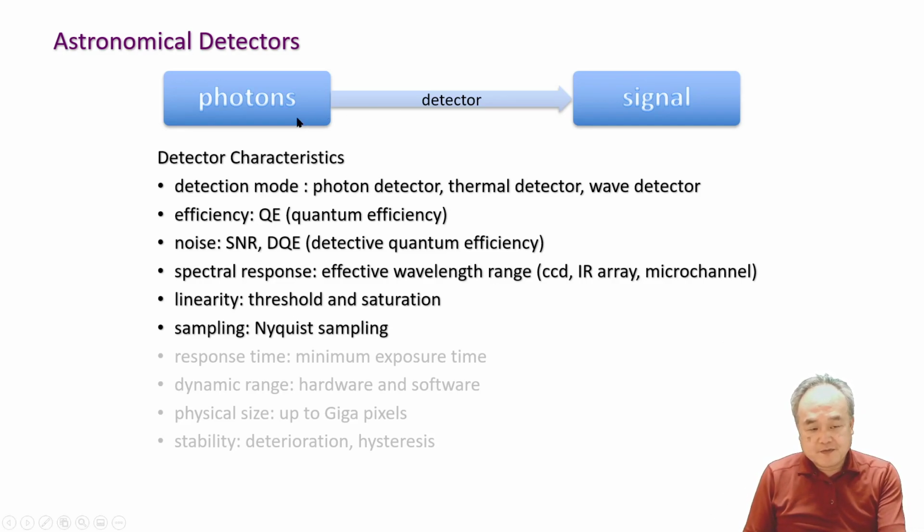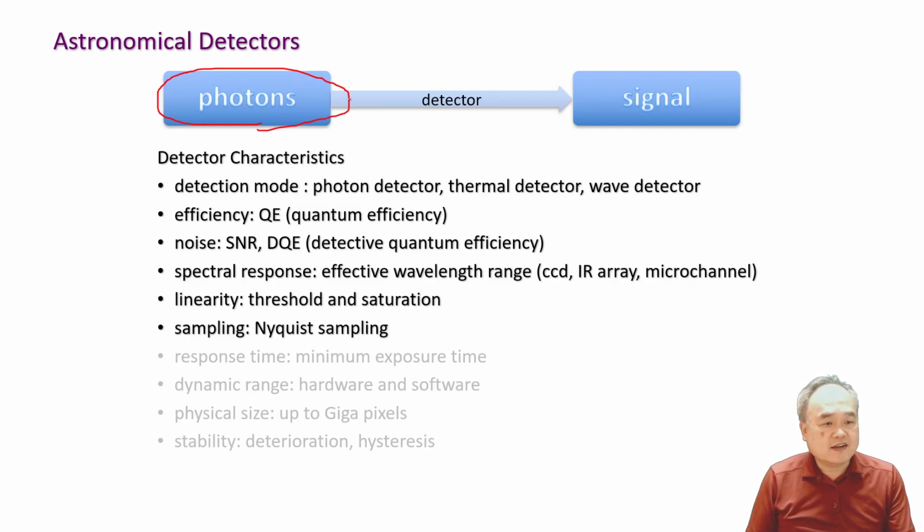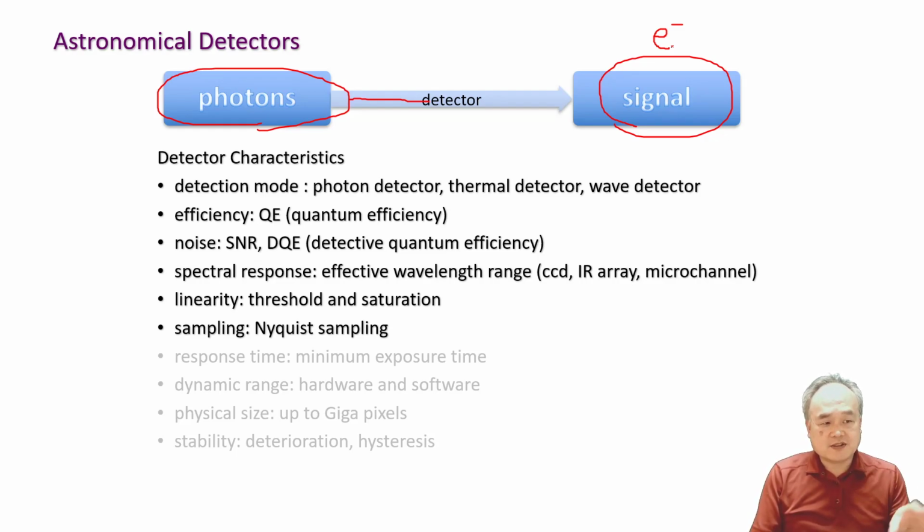Okay? So when we talk about detecting photons, photons from the celestial object are detected through the detector, producing a signal. And this signal is usually recorded as electrons. Later in this lecture, we will be learning why we are recording in terms of electrons.